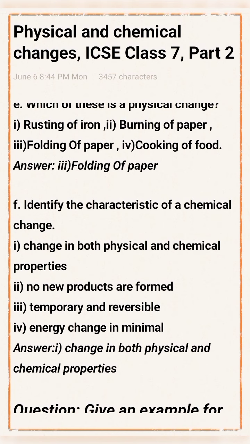Next question F. Identify the characteristics of a chemical change. Option 1, change in both physical and chemical properties. Option 2, no new products are formed. Option 3, temporary and reversible. Option 4, energy change is minimal. Answer: option 1, change in both physical and chemical properties.